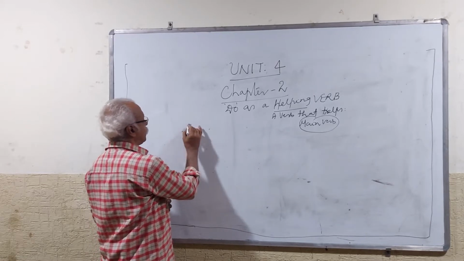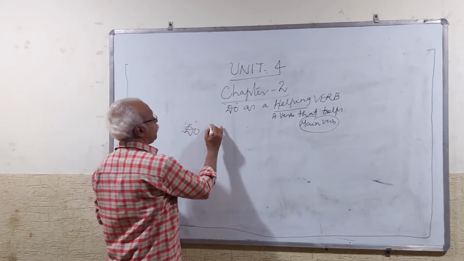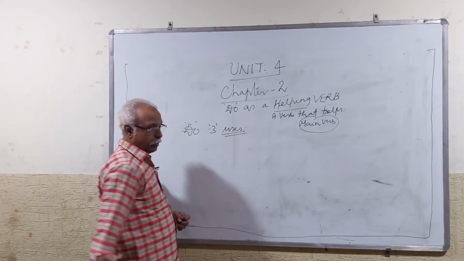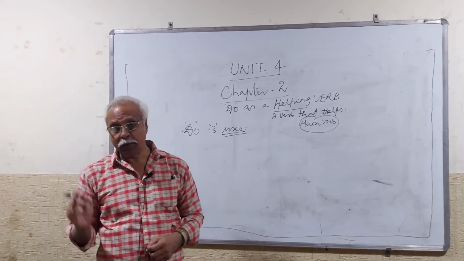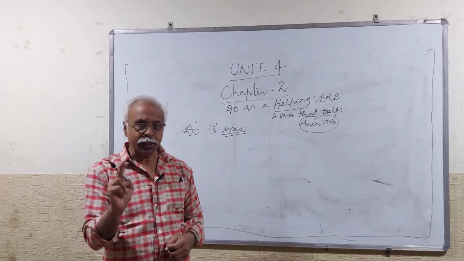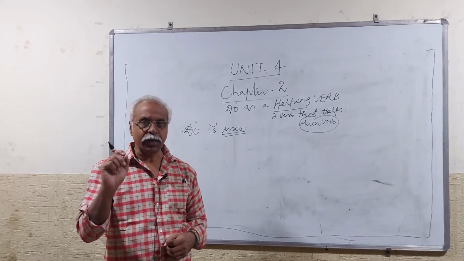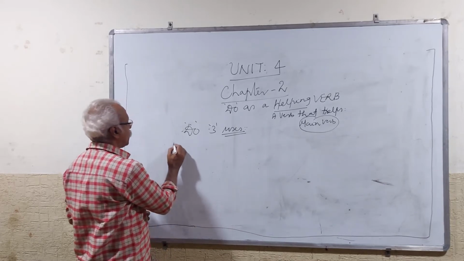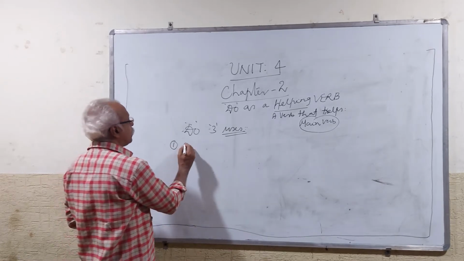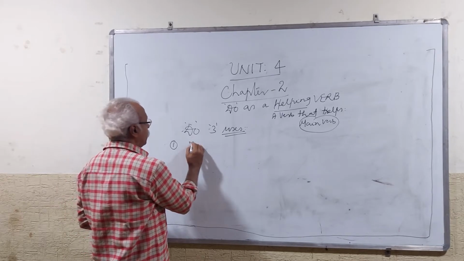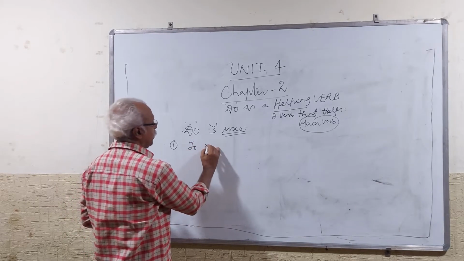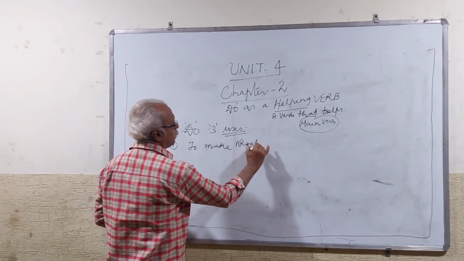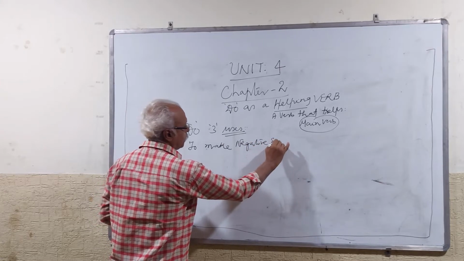Now, do has three uses. Three uses as a helping verb. Otherwise, do has three functions to perform when it is used as a helping verb. First one, do as a helping verb is used to make negative sentences. To make negative sentences.